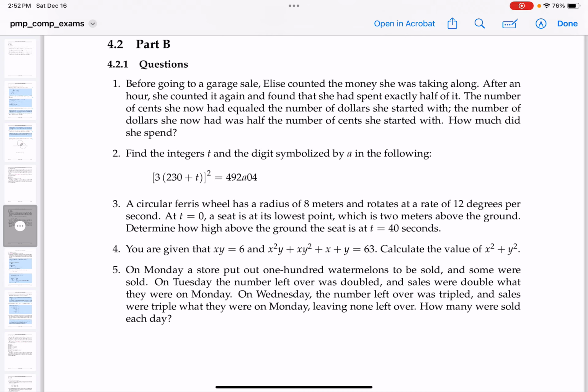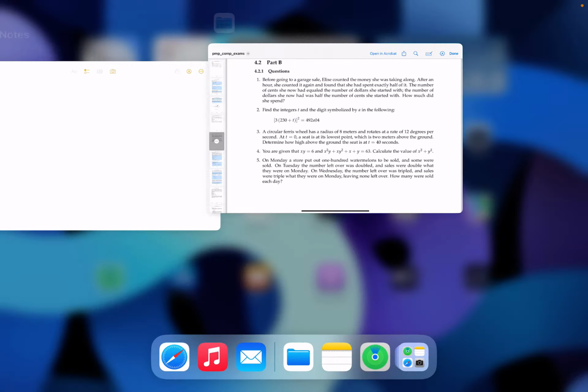All right, let's go to the whiteboard. Keep the question handy, because I'm going to reread it. So I want to go through this over here. It says, before going to a garage sale, Elise counts her money. So I'm going to say there's a starting amount of money. This is the starting amount of money she has.